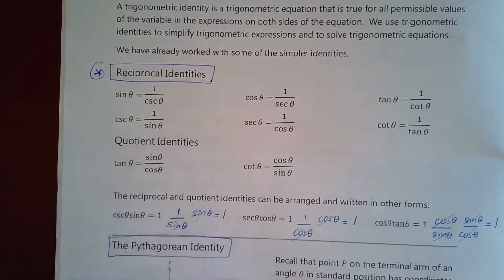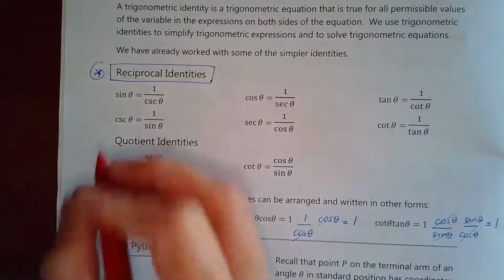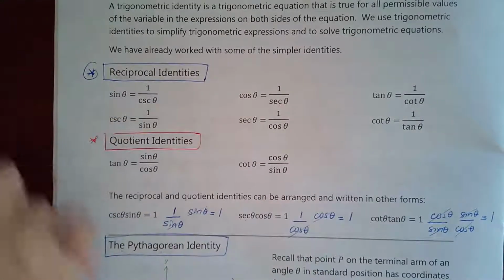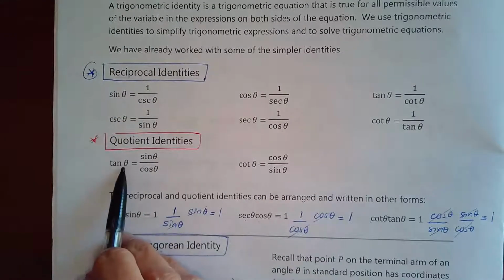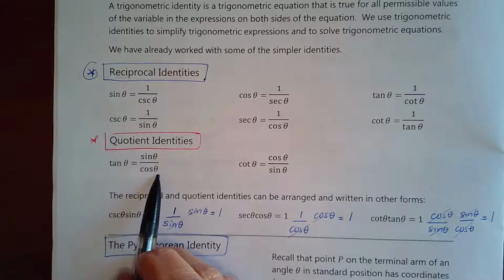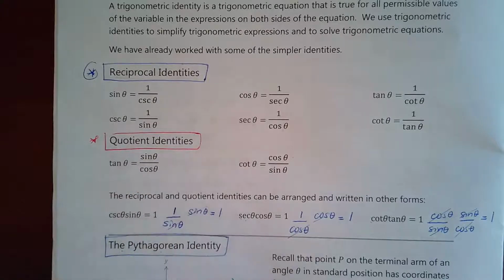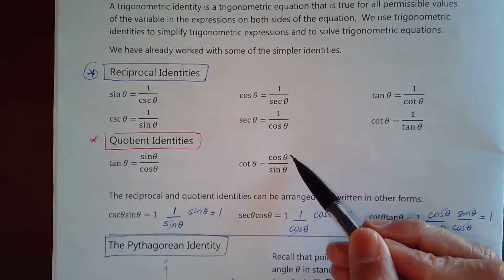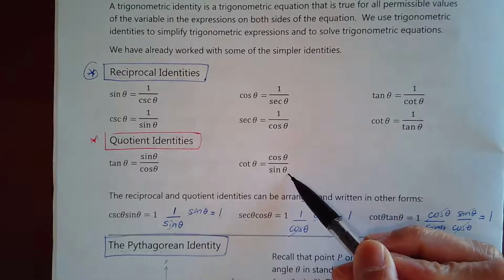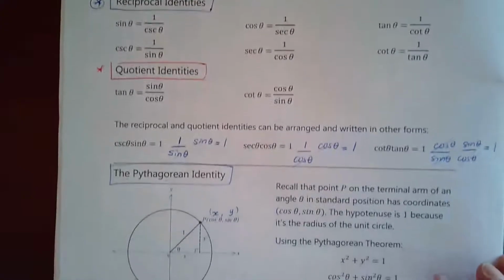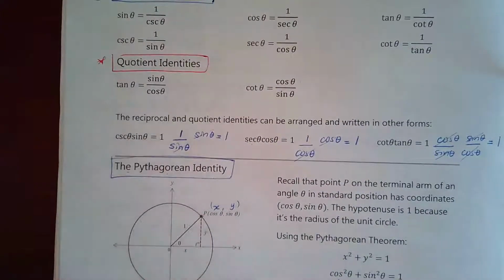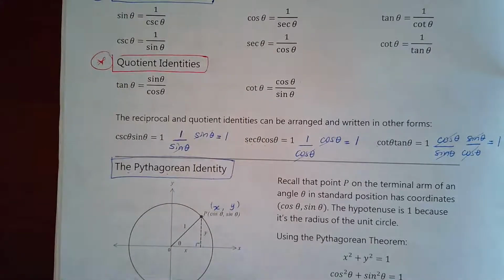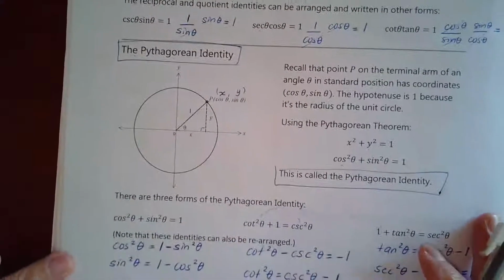Tangent, we can write as 1 over cotangent. Cotangent, we can write as 1 over tangent. And these are the quotient identities. So when we see tan theta, it's really sine theta divided by cos theta. If we see cotangent theta, we can rewrite it as cos theta divided by sine theta. Okay, so we talked about that one. And then the other thing that I want to point out today is this one.